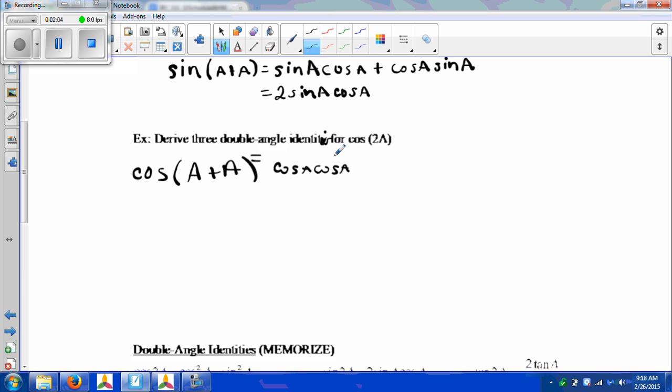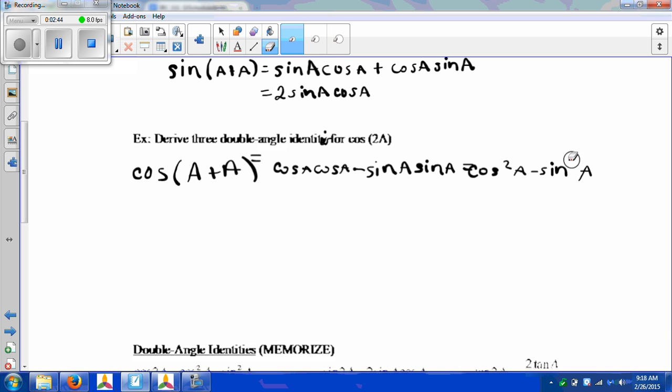So that's like angle A and angle B. And then sine keeps the same sign, so we're going to change this to a minus, and then it becomes sine A, and then sine B, but B is A. So sine A. Since these are the same angle, you can put those together and write that as the cosine squared A minus sine squared A. Okay, so that's one formula.